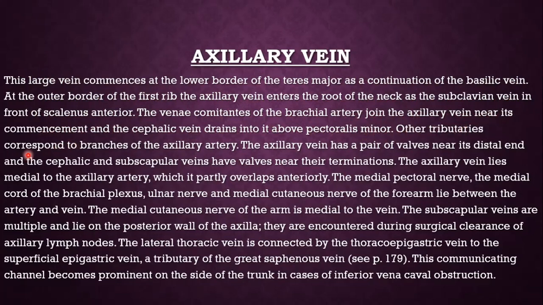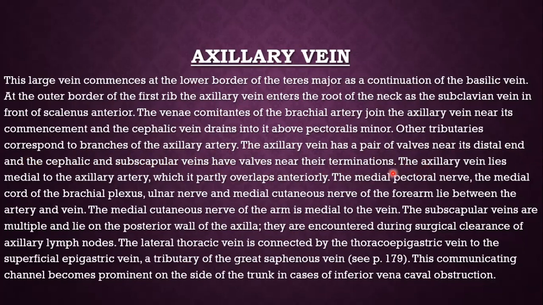Now, other tributaries correspond to the branches of the axillary artery. You will find the lateral thoracic vein draining into the axillary vein, and the superior thoracic vein draining also into the axillary vein. Each branch from the axillary artery will have a corresponding vein. The axillary vein has a pair of valves near its distal end, and the cephalic and the subscapular veins have valves near their terminations.